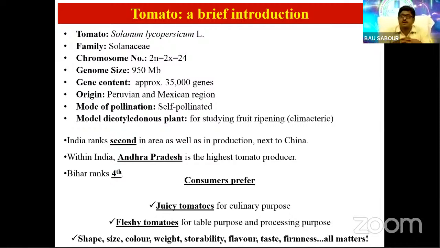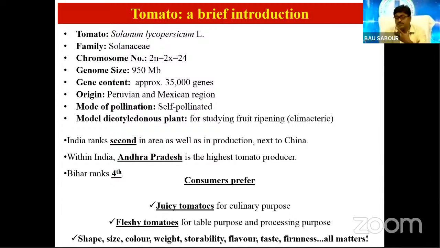The consumers prefer tomatoes for different purposes. If I want culinary tomatoes, I will need juicy tomatoes. But if I need processing quality tomatoes from which I can prepare ketchup, or use as a salad, then I need fleshy tomatoes, the tomatoes which contain less juice and more flesh. Because the processing industry boils it during preparation of ketchup. If the tomato contains more juice or water, they will require more energy to evaporate that to prepare the puree. So they look for fleshy tomatoes.